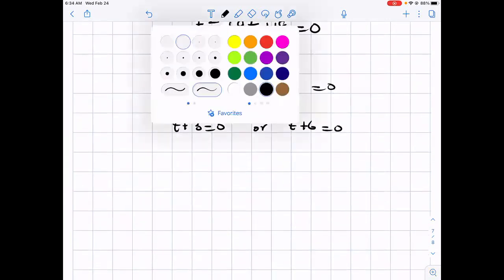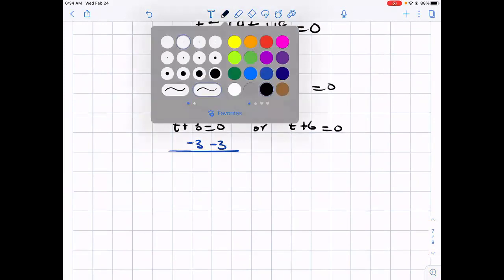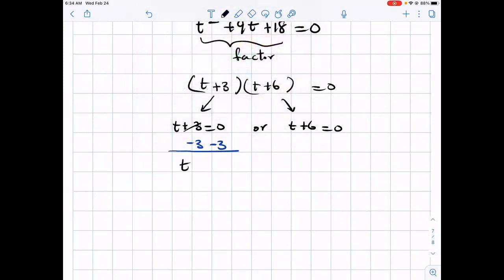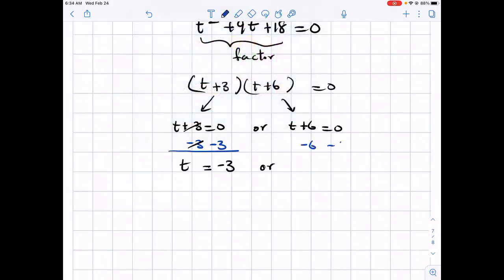Now we solve for t. So we'll subtract 3 on both sides. And by doing this, we have t, the plus 3 and the minus 3 becomes 0, is equal to negative 3. Or, on the other side, we'll subtract 6 on both sides. And if we do this, we have t, the plus 6 and the minus 6 becomes 0, is equal to negative 6.